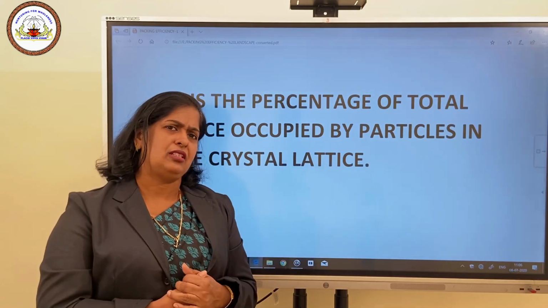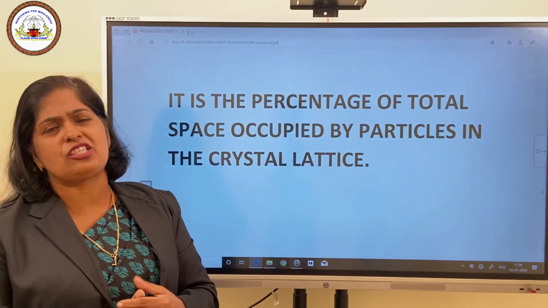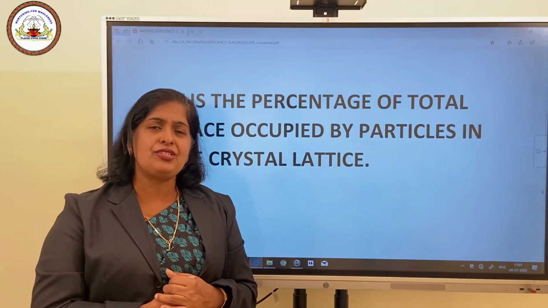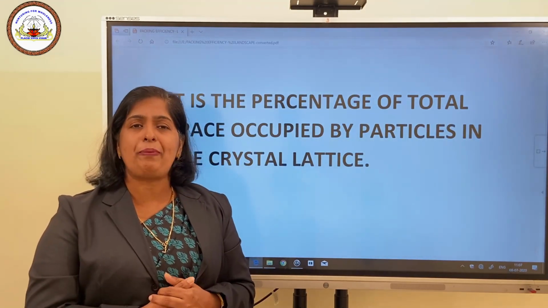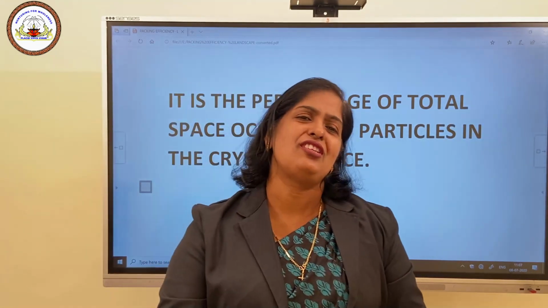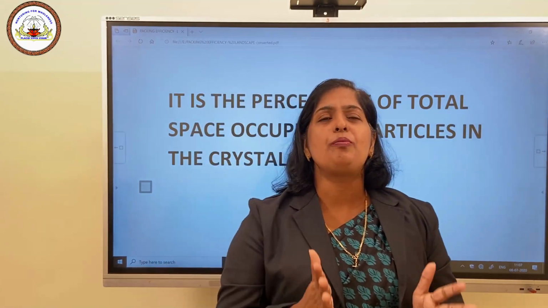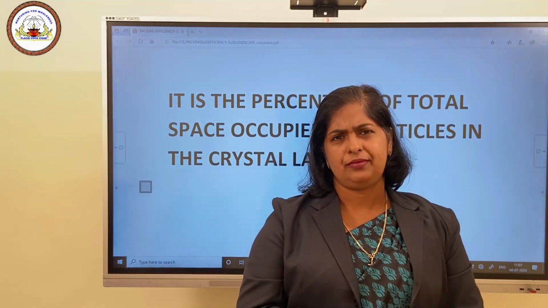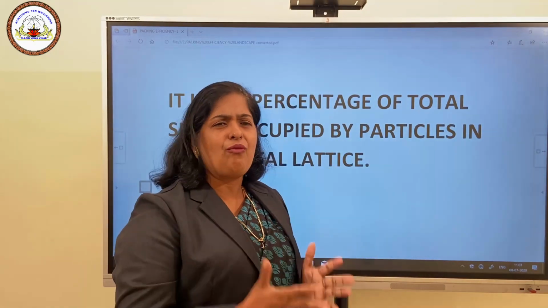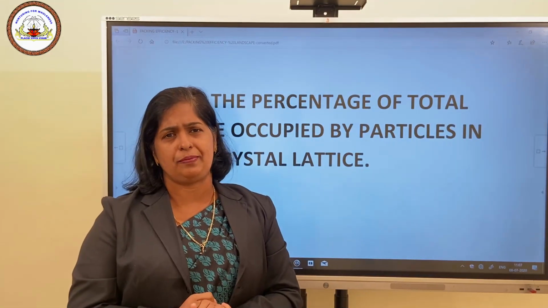It is said packing efficiency of hexagonal close packed or cubic close packed structure is 74%. Packing efficiency of body centered cubic packing is 68%, and packing efficiency of simple cubic crystal lattice is 52.4%. Now, we will see what is the formula or how to represent packing efficiency.